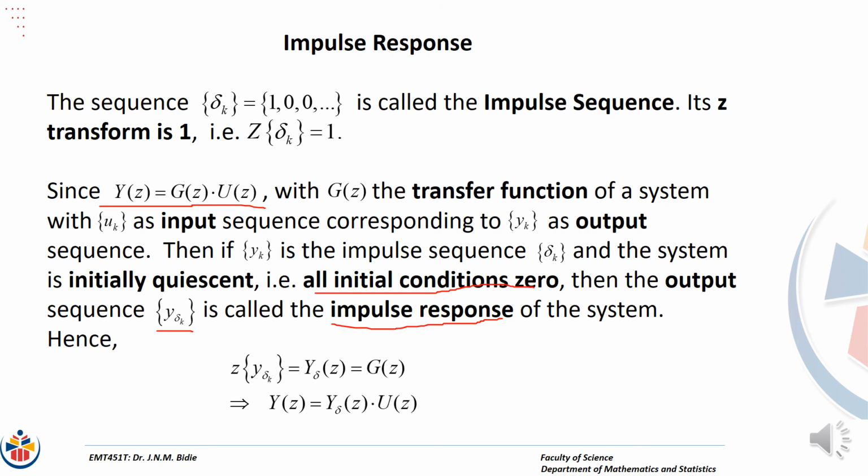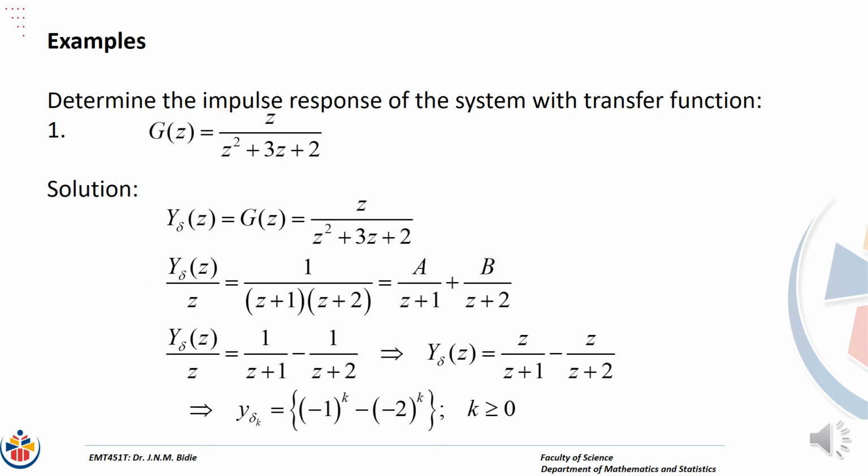Note that the z transform of y delta(k) is capital Y delta(z), which is exactly equal to G(z). Hence then, in that formula, Y(z) equal to G(z) U(z), in place of G(z), we'll have Y delta(z). Let's do some examples. You've been asked to find the impulse response of the system.